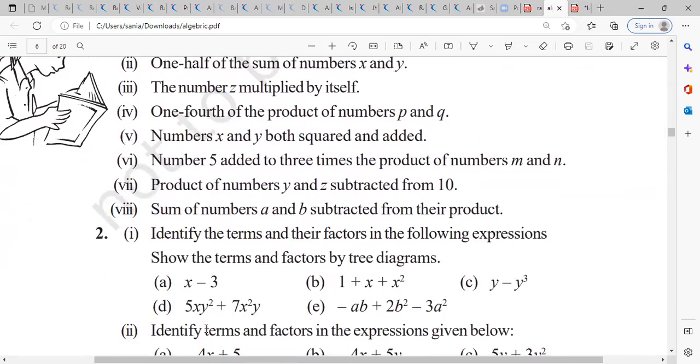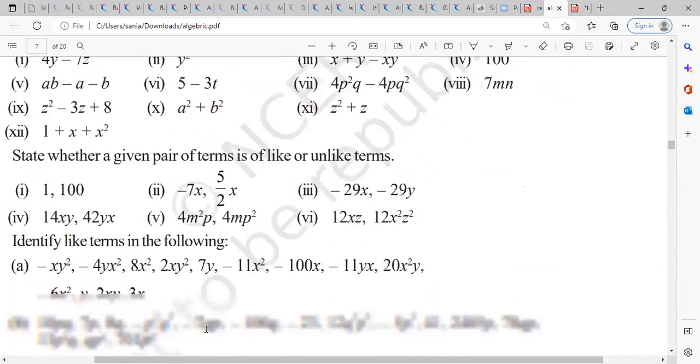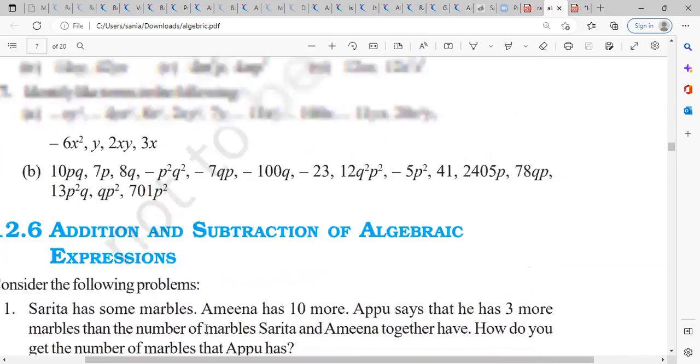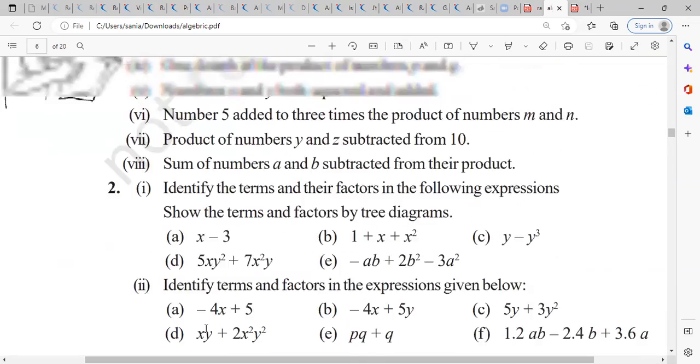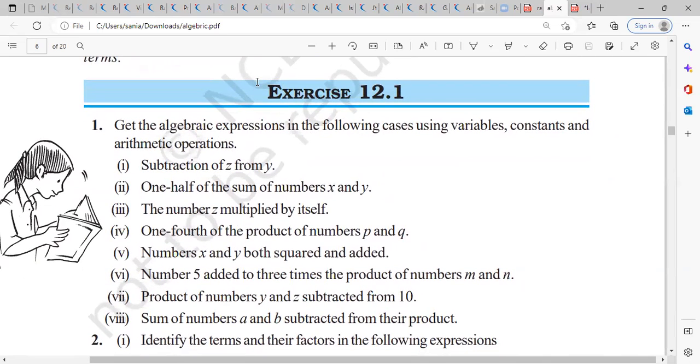Okay. After this, we'll do this first. Let's do a few questions based on this. You will do the first question first. Okay, ma'am. Exercise 12.1. Okay, ma'am.